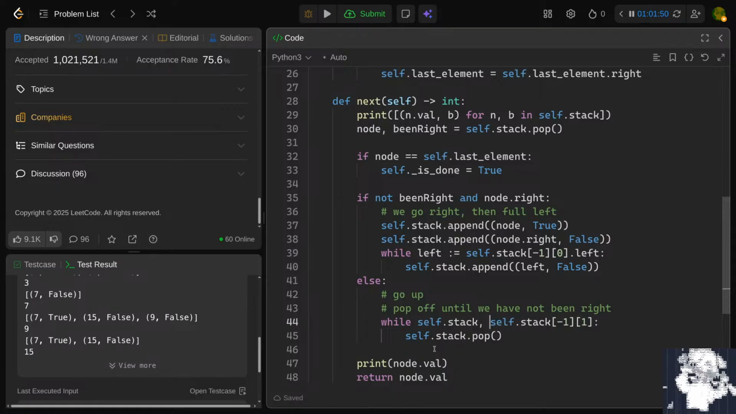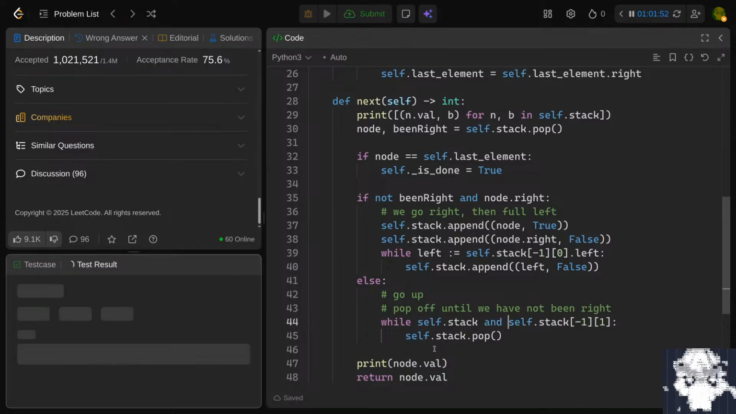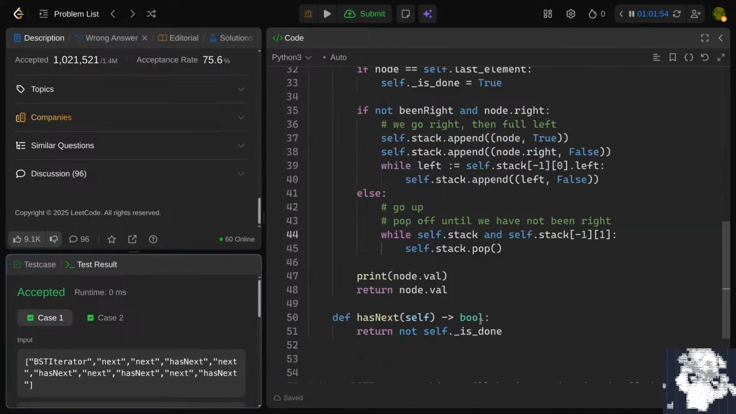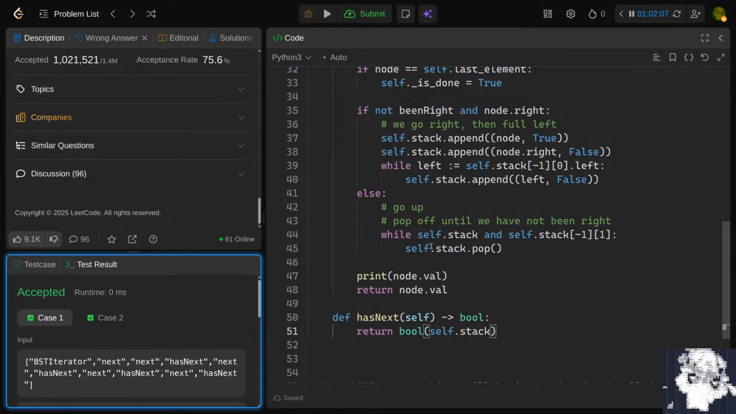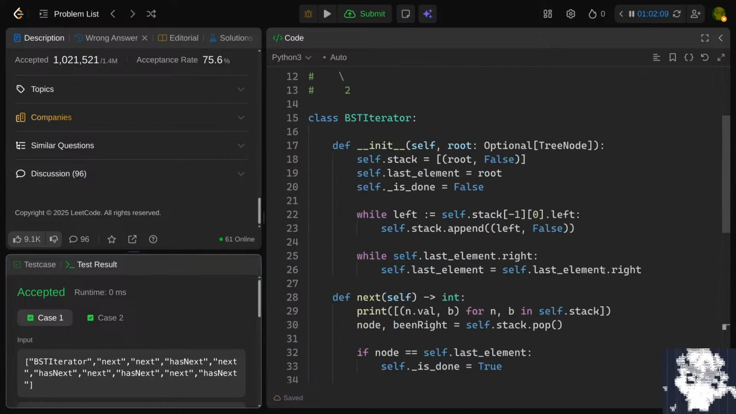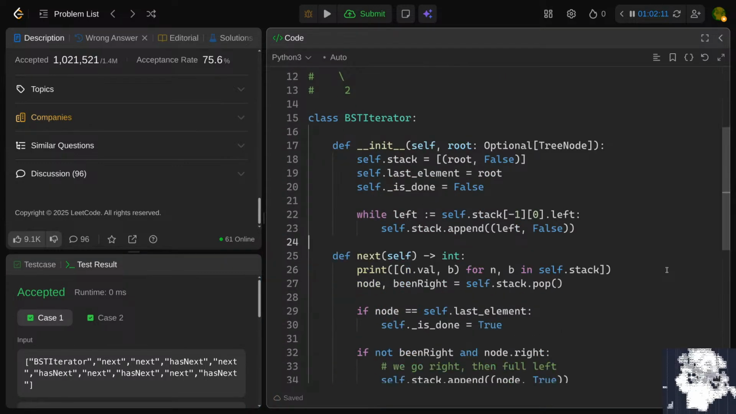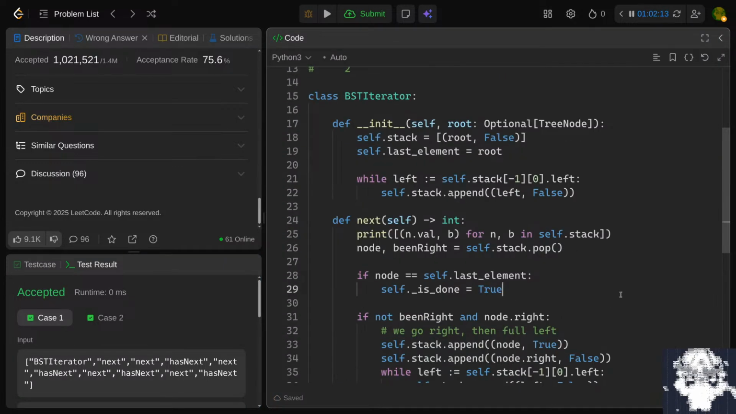Do we end up popping everything at the end? Does that mean we can get rid of this and go back to self.stack? Return, yes, self.stack. Aha! Okay, so we don't need to remember the last element anymore. We don't need to remember is done.